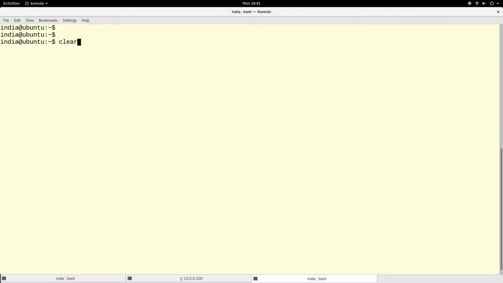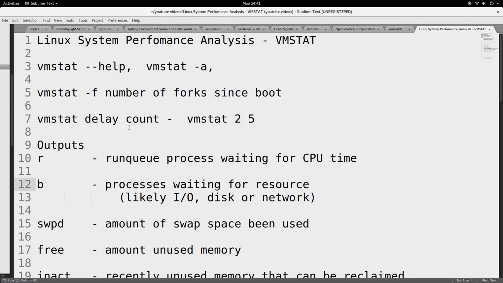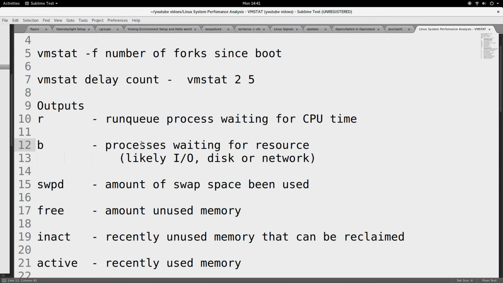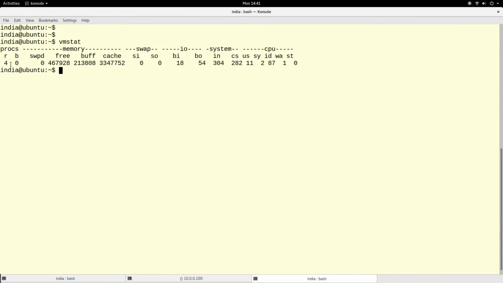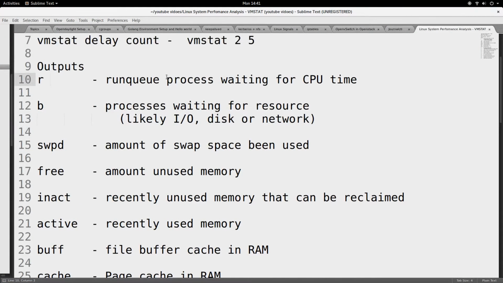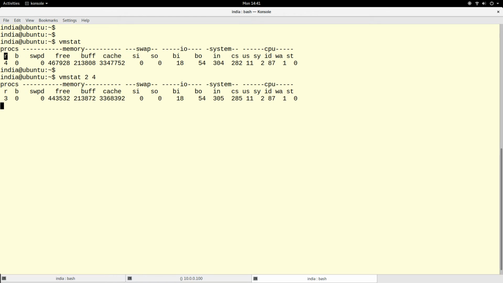So let's run vmstat again and go through these parameters to understand what each of them means. The first one is R. If you look at vmstat, you see R, then you see the number 4 under it. This stands for run queue. Run queue indicates the number of processes that are waiting for CPU time. They are ready to run, and they want to take on the CPU. So they are waiting for CPU time. That is the meaning of the R that you see there.